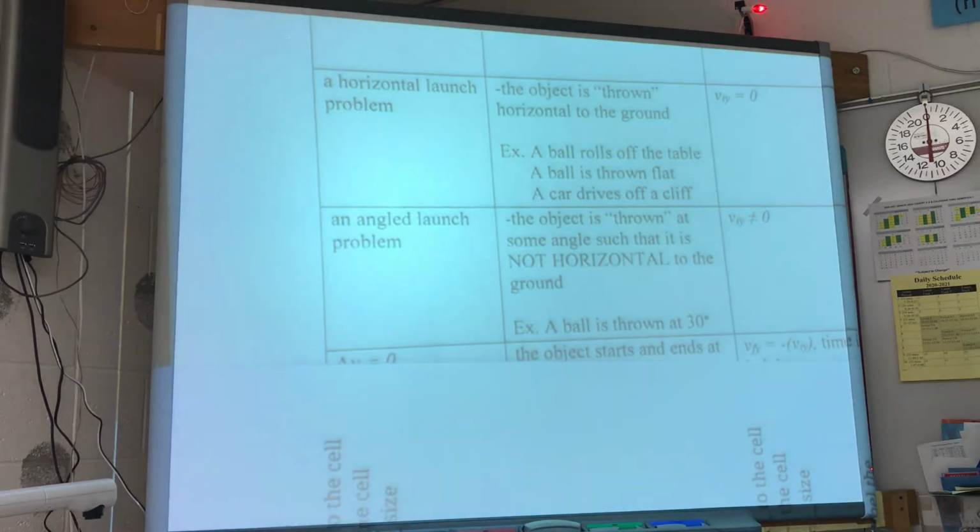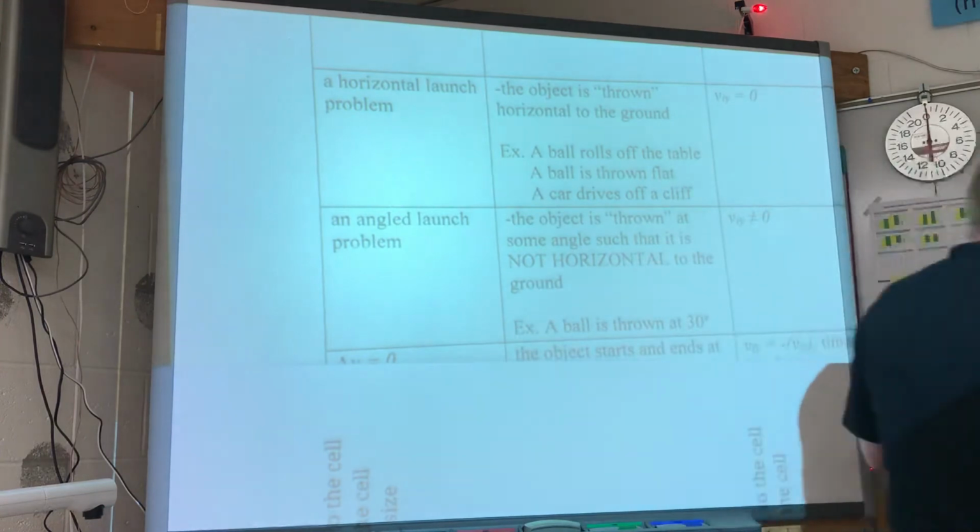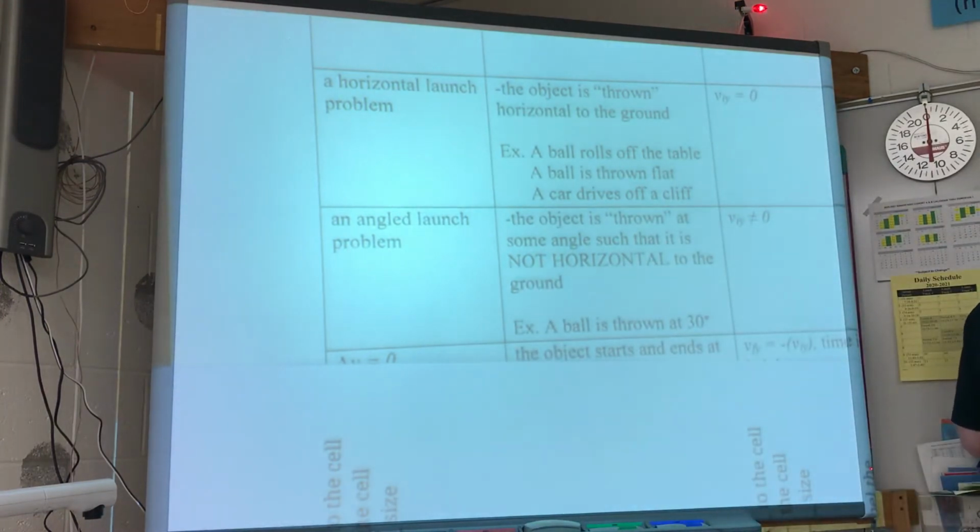Now, on the board, I have a couple of quick examples.